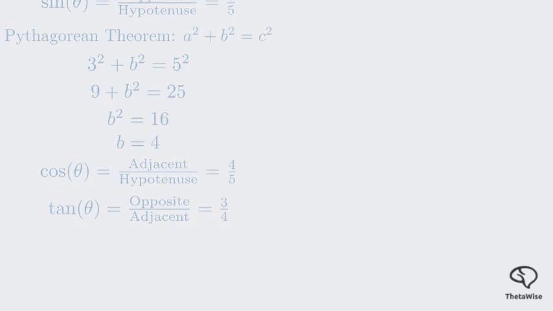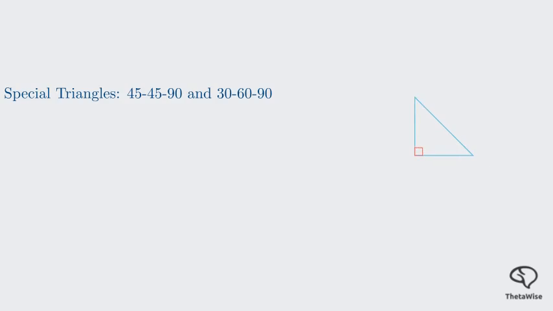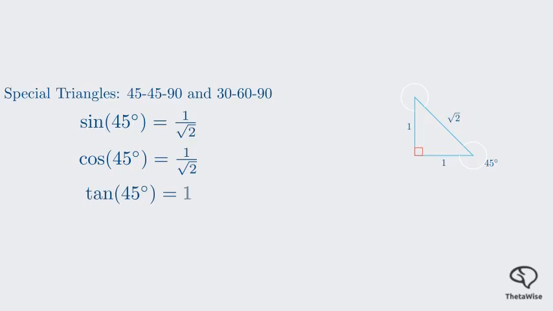Now let's look at some common angles: 30, 45, and 60 degrees. It's very useful to know the exact trigonometric values for these angles. We can derive these values from 2 special triangles, the 45-45-90 triangle and the 30-60-90 triangle. For the 45-45-90 triangle, the 2 legs are equal. If we set them to 1, the hypotenuse is the square root of 2. From this, we can see that sine of 45 degrees is 1 over root 2, cosine of 45 degrees is also 1 over root 2, and tangent of 45 degrees is 1.